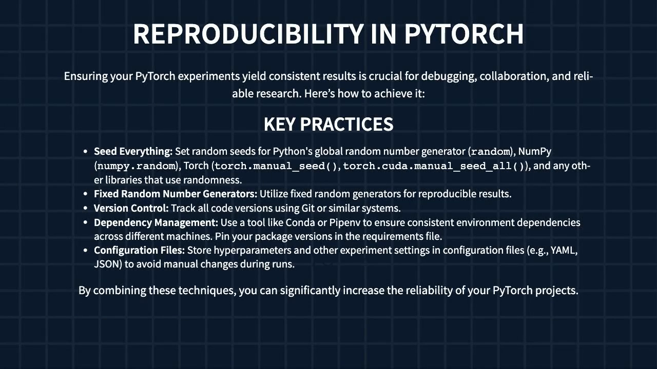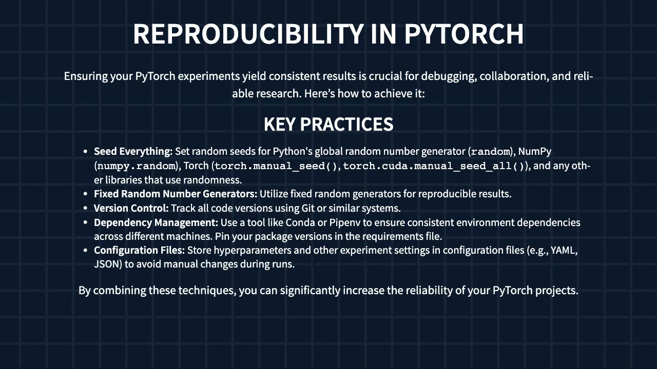Okay, let's talk about reproducibility in Pytorch. It's absolutely vital for making sure your experiments are consistent and reliable. The core idea is to eliminate randomness from the equation as much as possible. That means seeding everything that uses random numbers: Python's built-in random module, NumPy, and of course, Pytorch itself. Setting these seeds ensures you get the same sequence of random numbers each time you run your code.